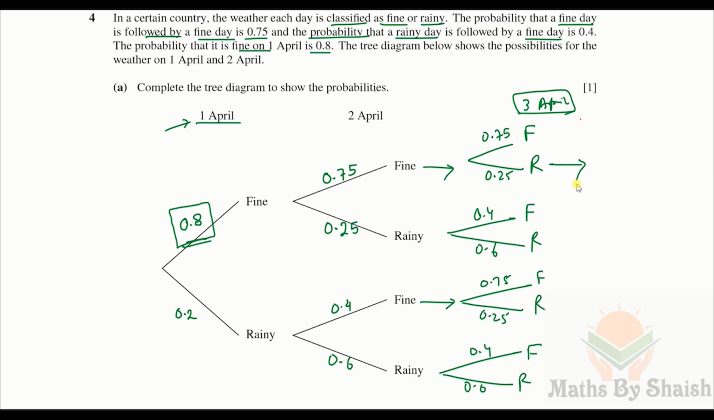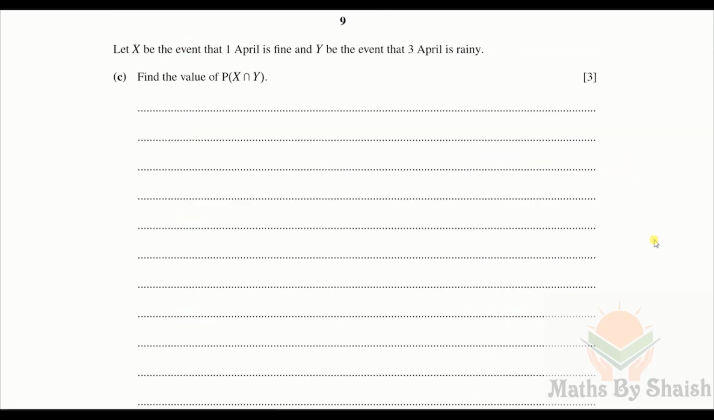So we will find these two probabilities, and the probabilities would be 0.8 into 0.75 into 0.25, multiplication of the branches, and here it would be 0.8 into 0.25 into 0.6. I'll write it there. So this probability is 0.8 into 0.75 into 0.25 plus 0.8 into 0.25 into 0.6. So now we will calculate these two values.